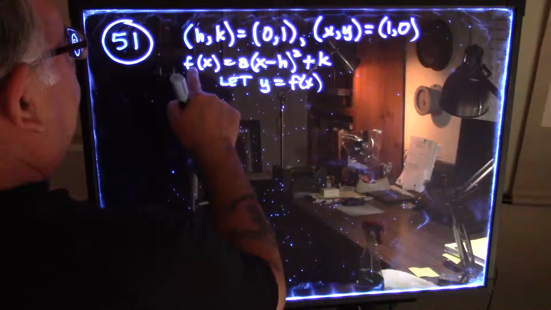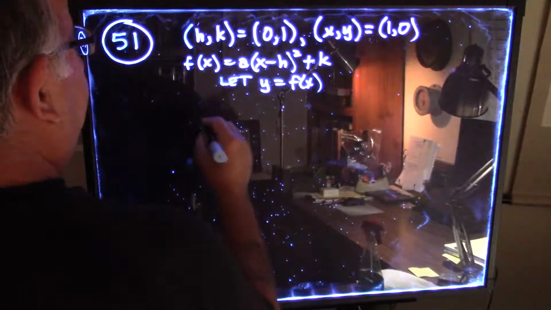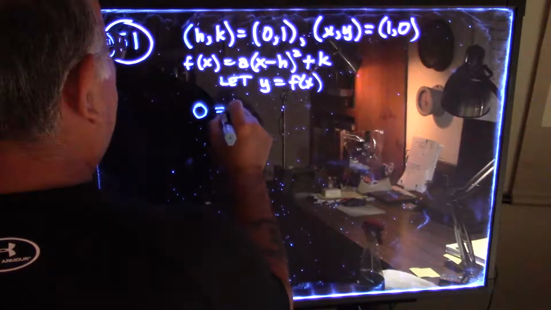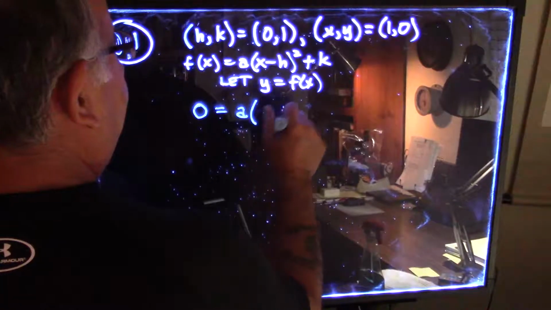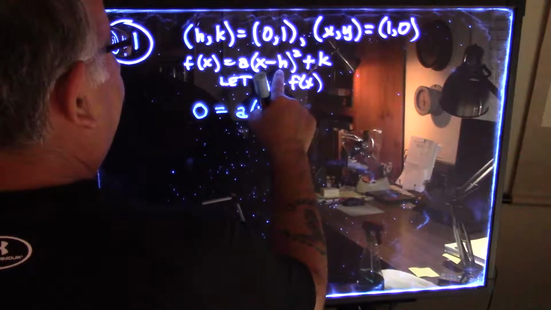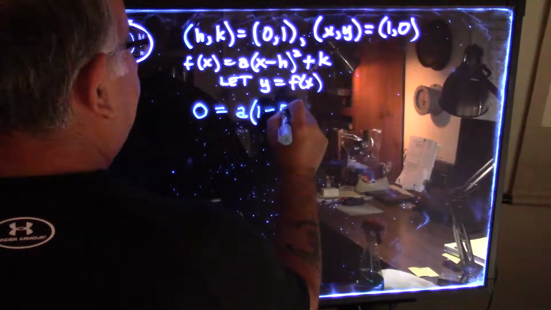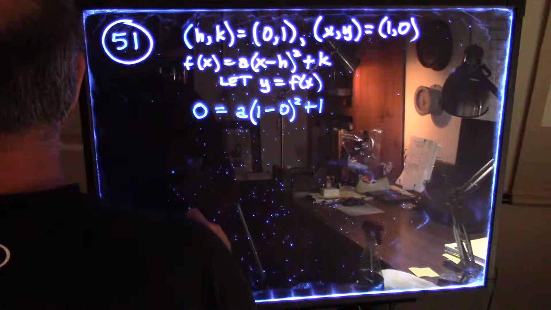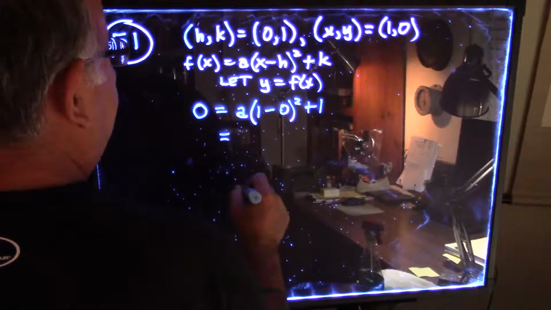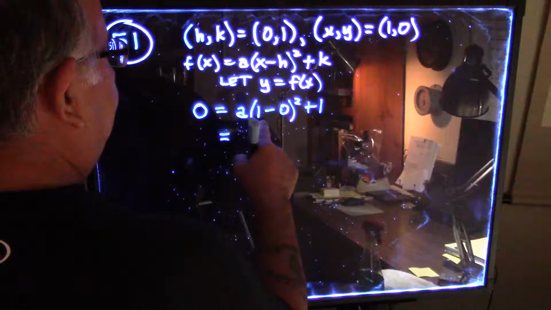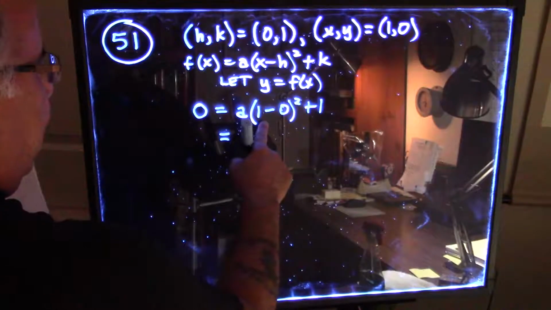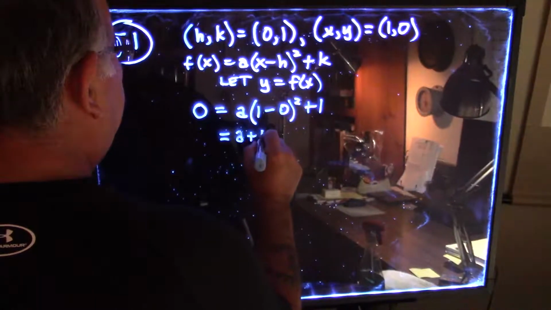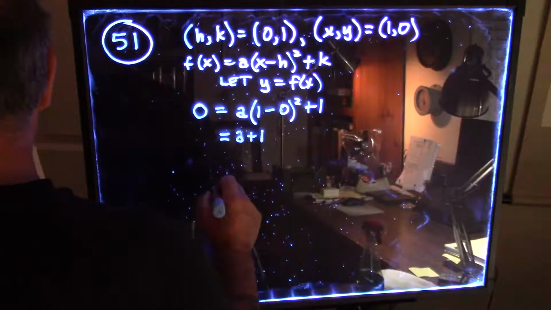So y is f of x here, so y is 0 there, using a sample point from the graph, equals a, and then x is 1, minus h is 0, so 1 minus 0 squared, plus k is 1. Wow, this is turning out to be simple. They're giving us a break after that last one, right? So this becomes 1a plus 1, or a plus 1. So subtract 1 from both sides, you get a equals negative 1.